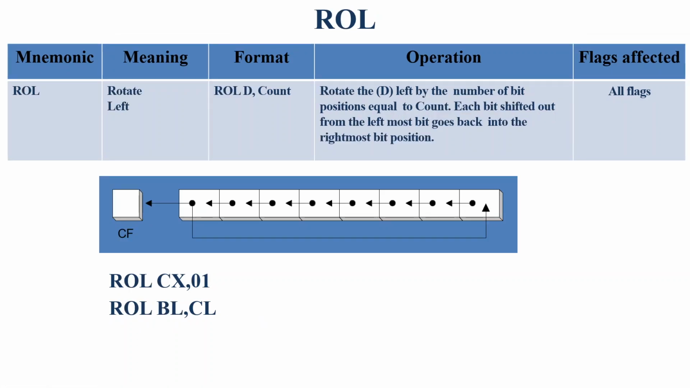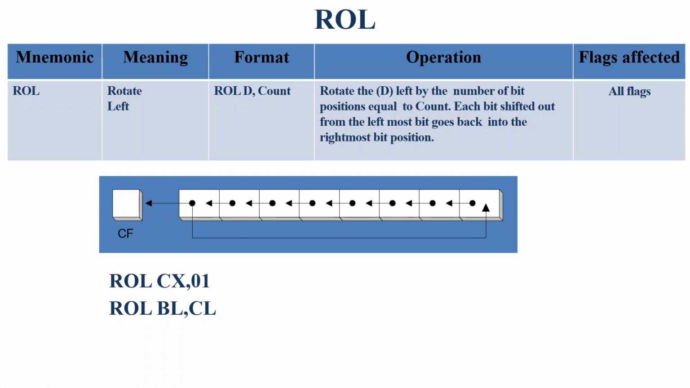The next type of instruction we are going to see is the rotate instruction. The first rotate instruction is ROL, rotate left. ROL D comma count is the format. When we execute this instruction, the operation performed is that we rotate the destination register content, equal to the count, towards the left.